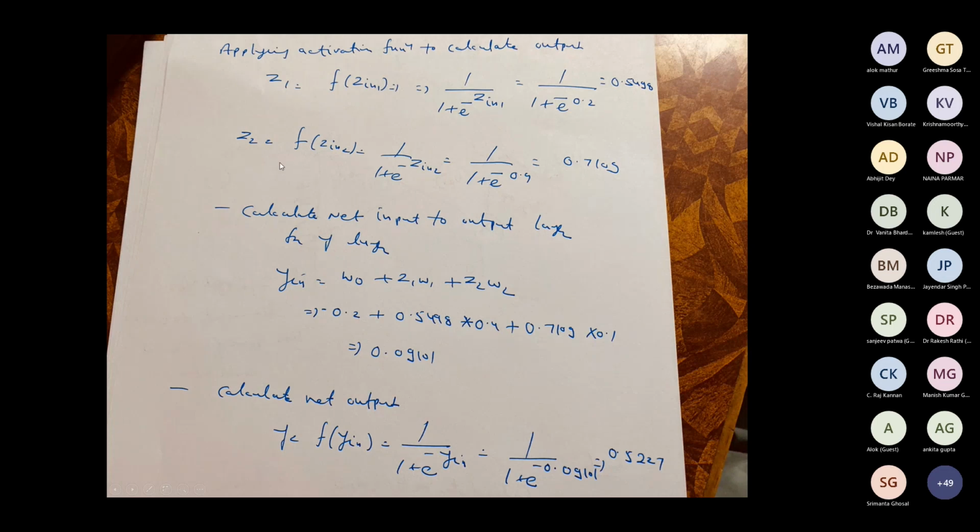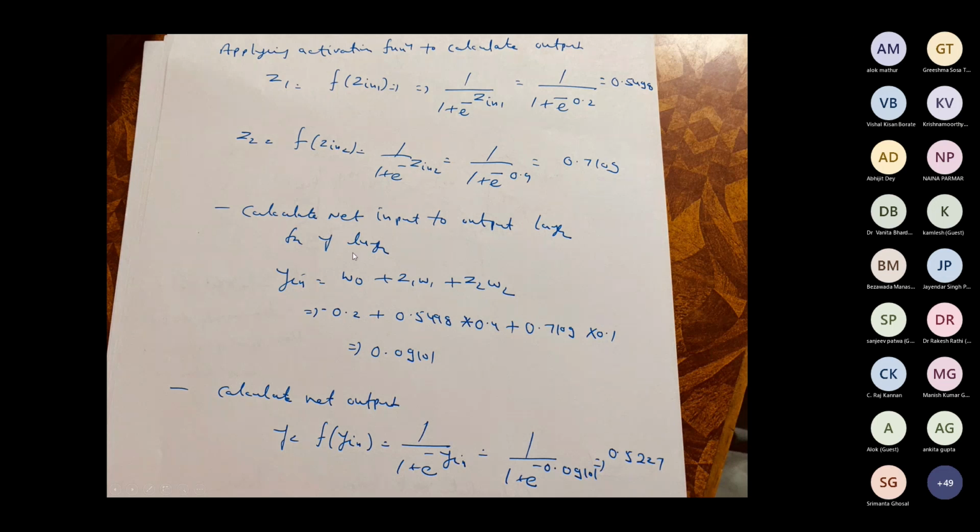Z2 is the activation function F applied to Z in, using the same formula, 1 upon 1 plus e to the power minus Z in. We get the value of 0.9. So 1 upon 1 plus e to the power minus 0.9, and the value calculated is 0.7109.